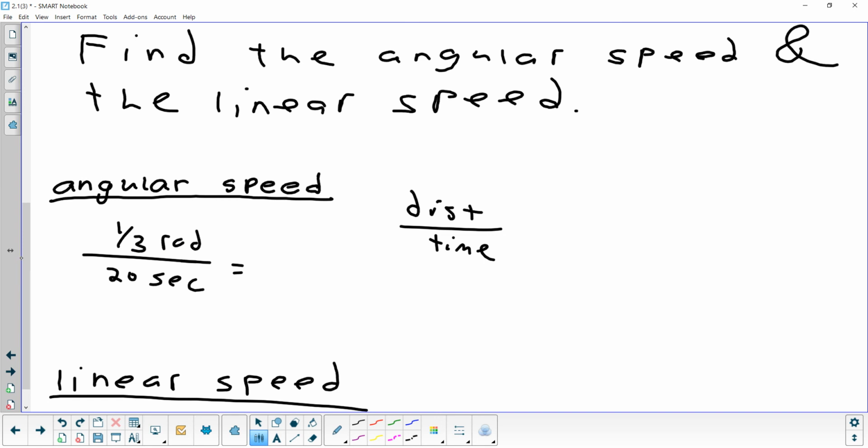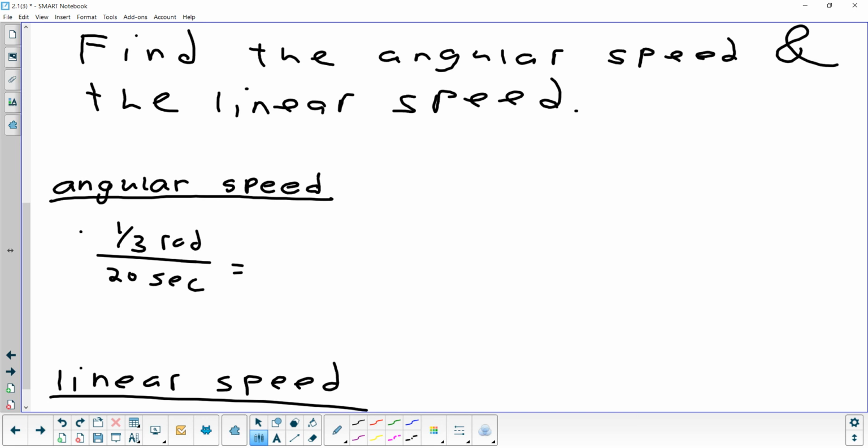When you tell someone a speed, what number do you usually put in the fraction? Yeah, 1. You usually want a 1. So instead of telling you I was going 200 miles per 4 hours, that means I was going 50 miles per 1 hour. All right? So let's see if we can fix this so we don't have a 20 in the bottom, but we have a 1. So then it says radians per second.